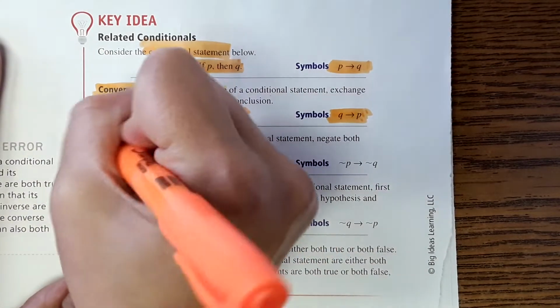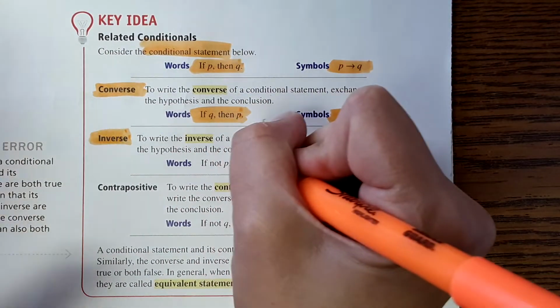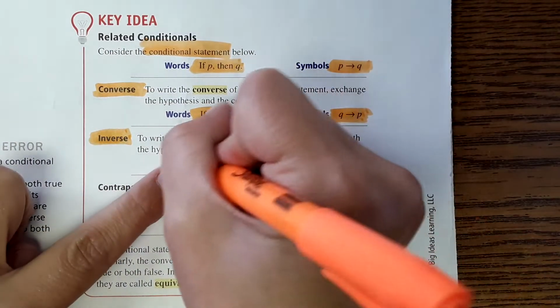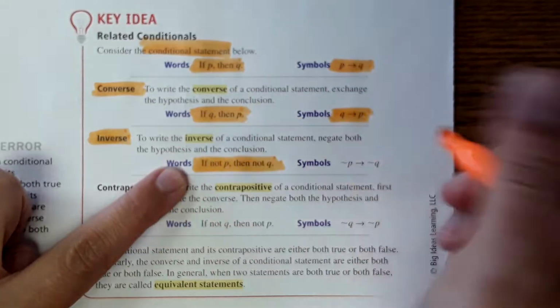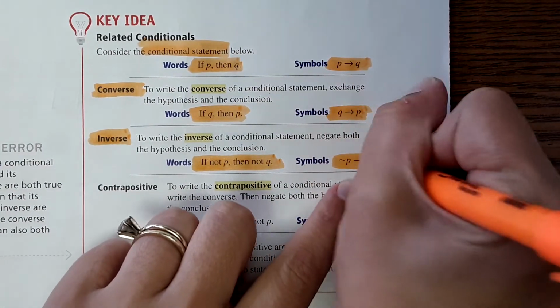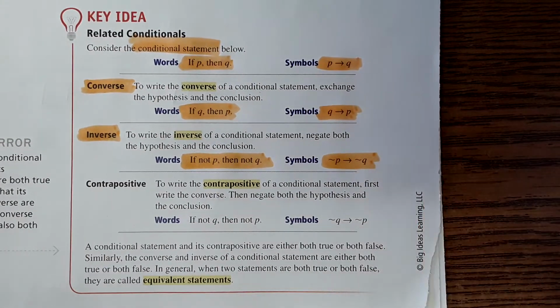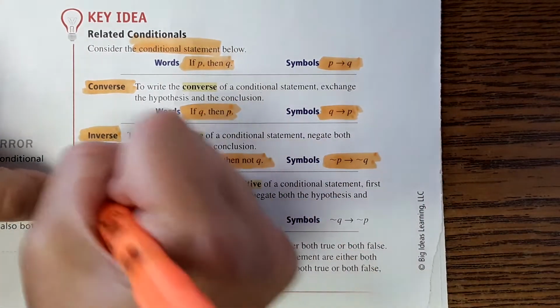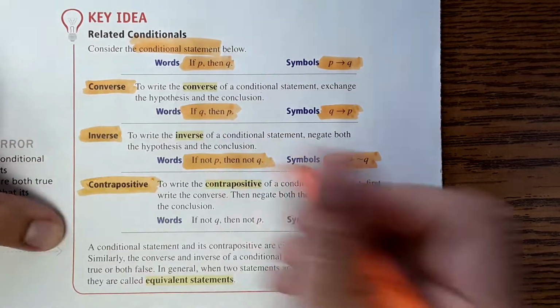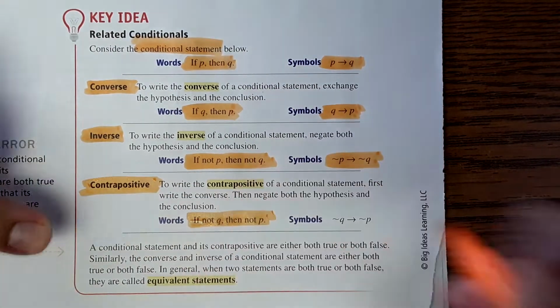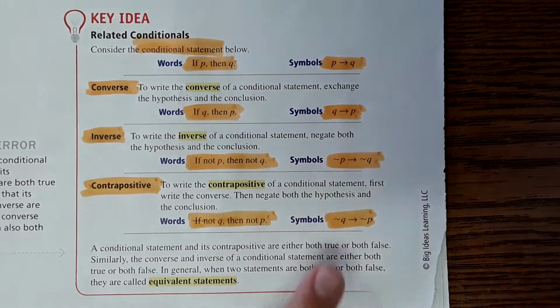Then for inverse, this is where we use the negation. If not P, then not Q. And the symbols would have the squiggly line, meaning the negation or the not. And then the last one is contrapositive. If not Q, then not P, and it has the squiggly line.